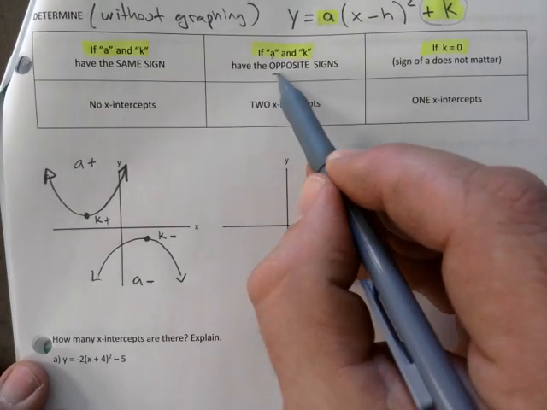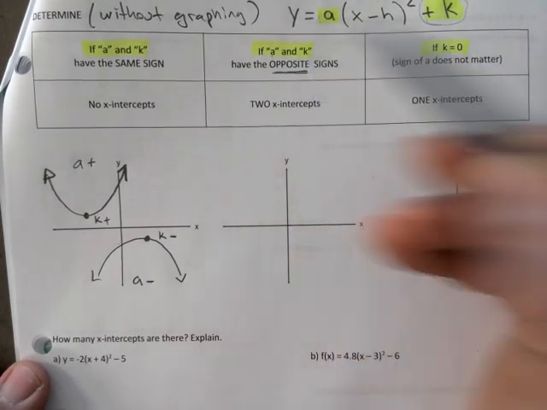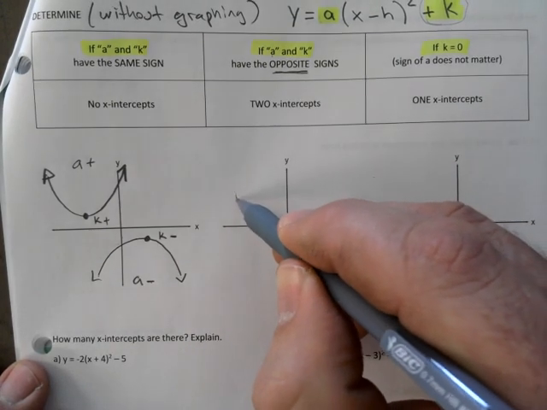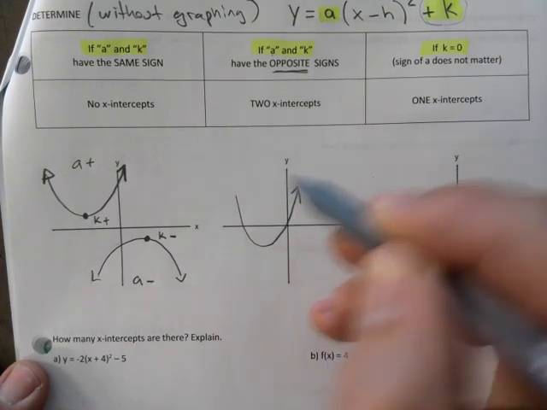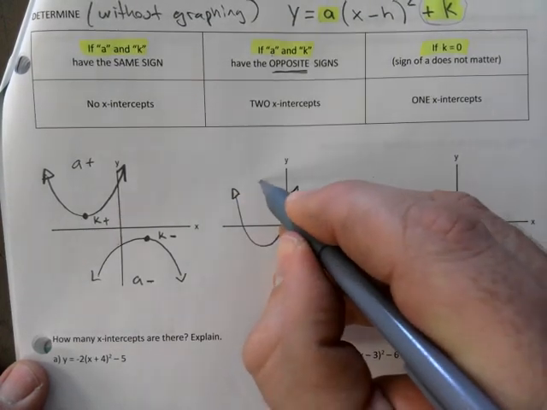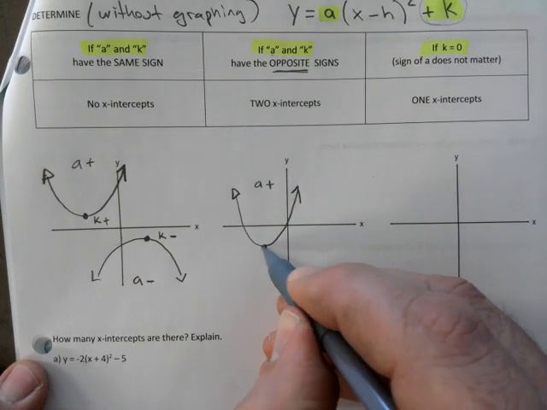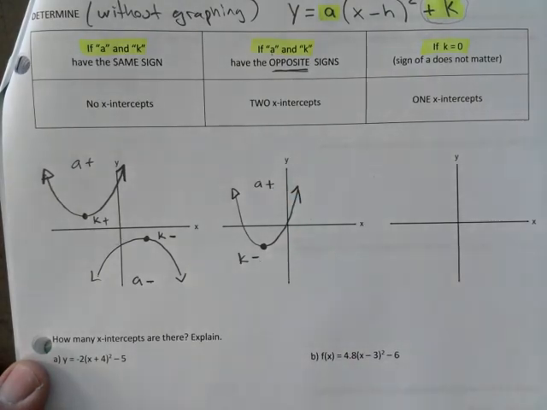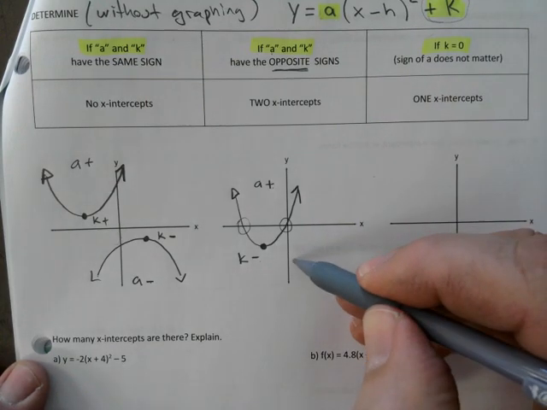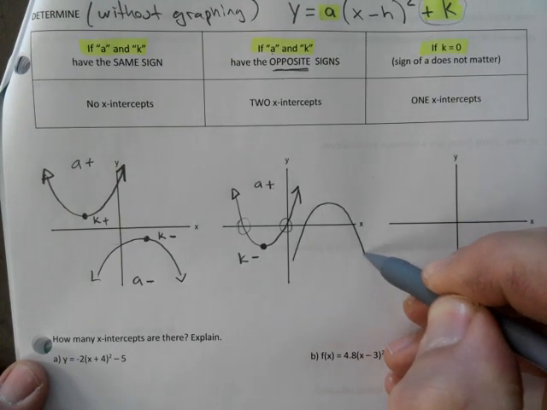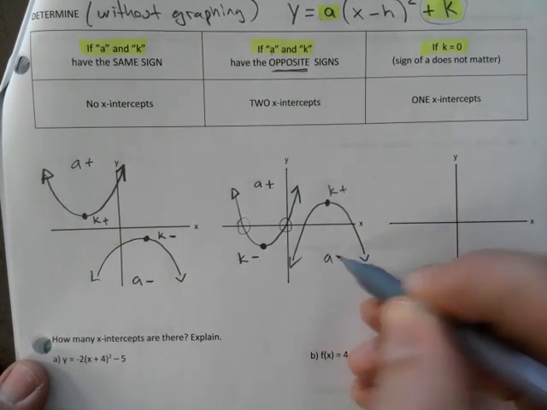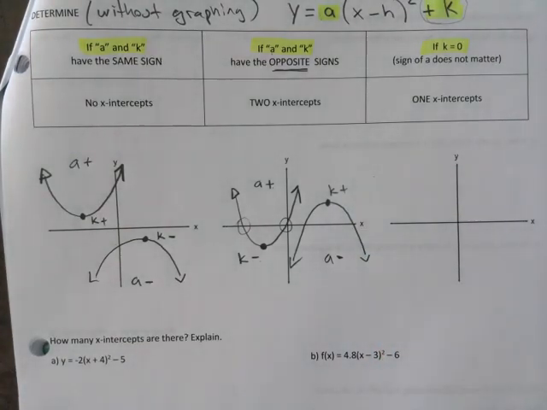If they have opposite signs, then you're going to have two x-intercepts. So let's say you have something like this. A is positive, but the K value is negative. So they have opposite signs. You're going to have two x-intercepts. It goes the other way as well. If K is positive and A is negative, meaning they have opposite signs, it's going to cross it twice.